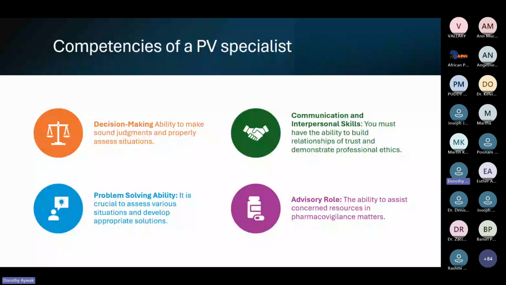You need to know how to communicate, interpersonal skills, with different kinds of people, be it your supervisors, external clients, or the regulatory authority. You need to know how you're going to communicate with them and build trusting relationships. And then you also need to be able to advise on any matters related to pharmacovigilance. What do we do when there's a patient? So how do you get to that point where you're now building those competencies?